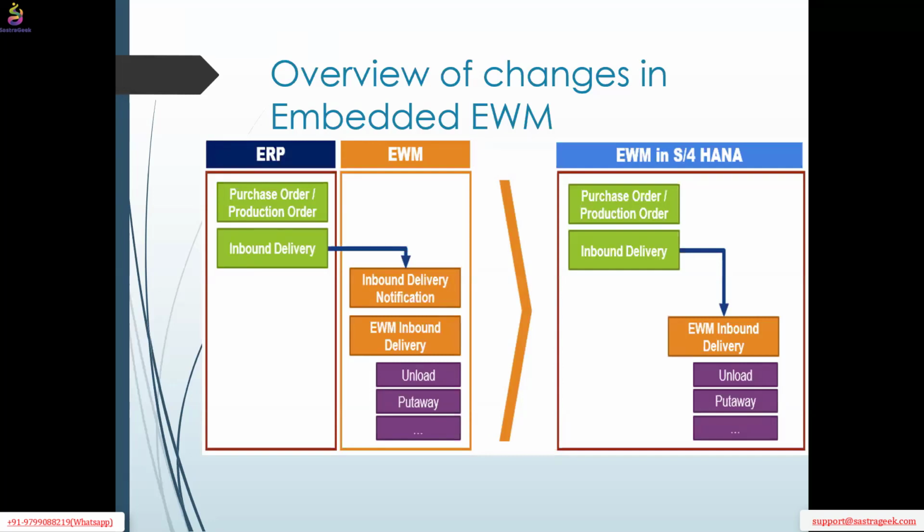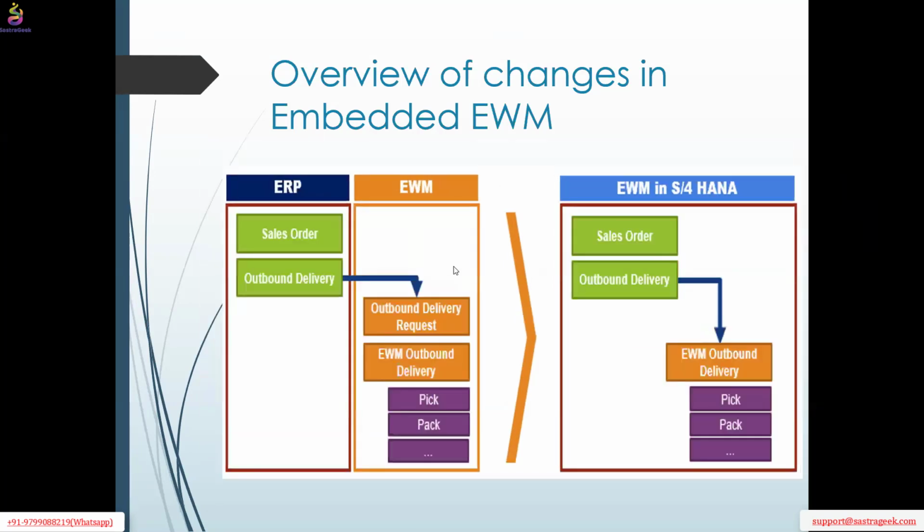But in the embedded landscape, we do not even require this. As soon as we create a purchase order or a production order, which creates a PMR document in the case of a production order, in the purchase order we'll create an inbound delivery, and against an inbound delivery, we will create an inbound delivery directly. However, with each and every release of S/4, the system has multiple differences.